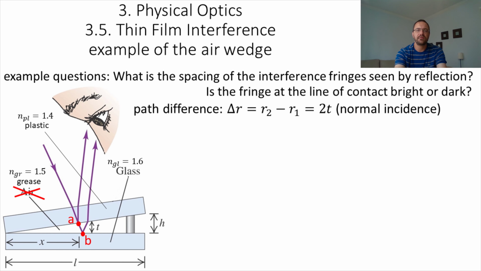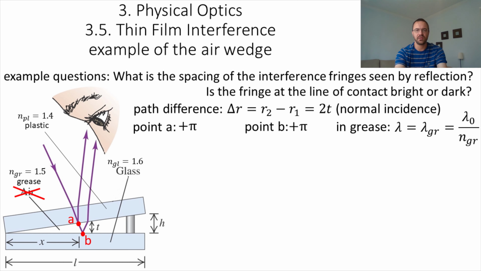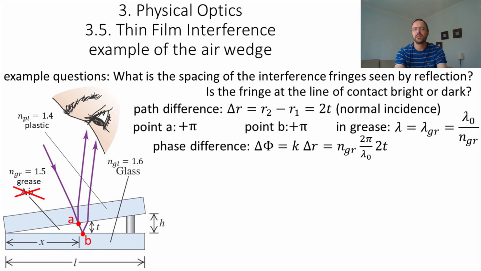So first, the path difference is 2t. This is still the same. Then at point A, we have an interface between plastic and grease, so from fast to slow. So there will be a phase shift of pi, and the rest after that will be the same as before, right? Then at point B, and you see that we don't have an additional phase shift here because both rays have the same phase shift of pi, so there is no additional phase difference between them. We can continue the rest as before.